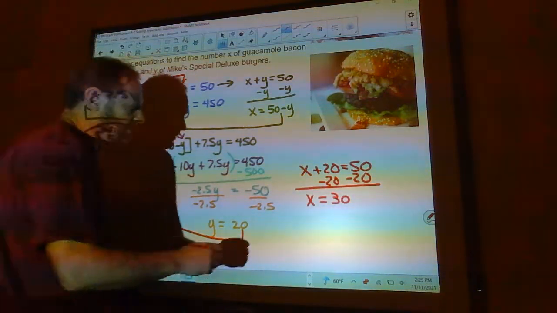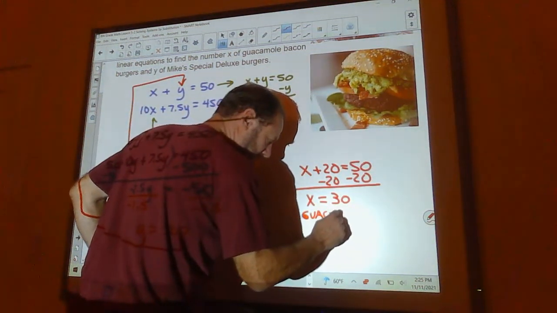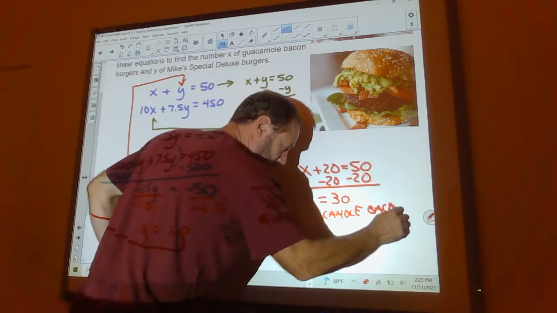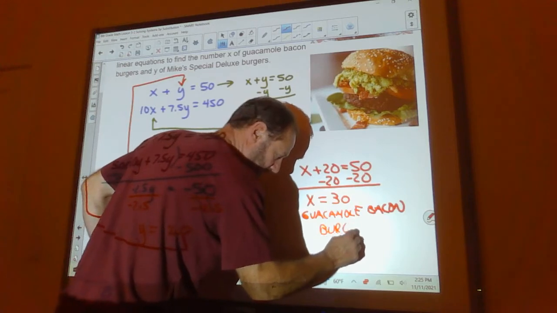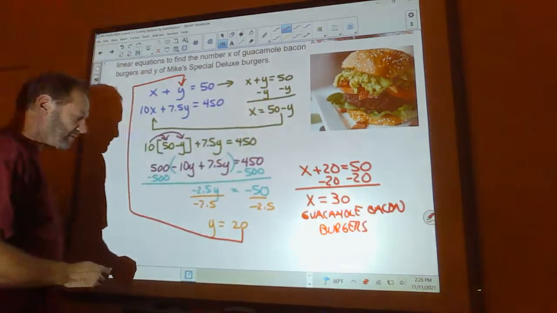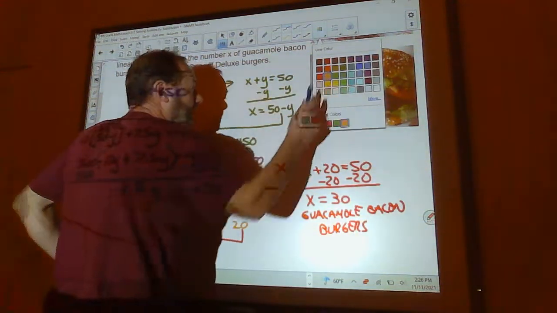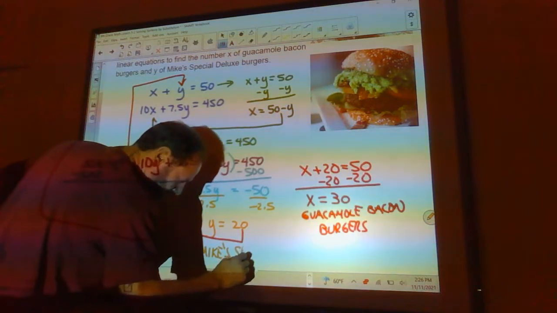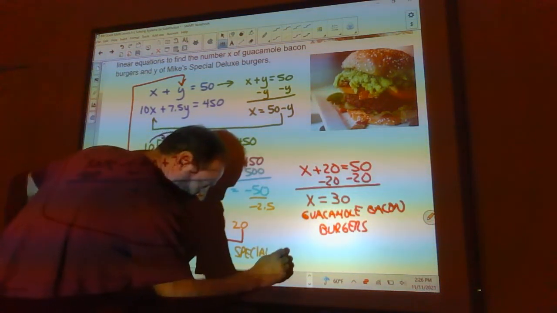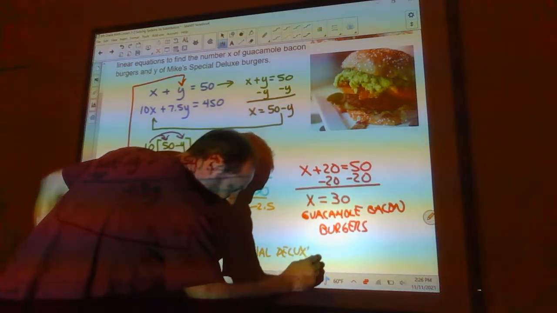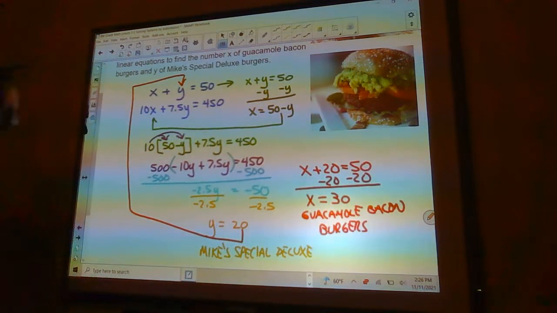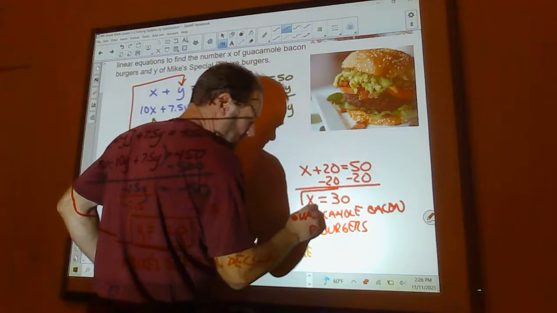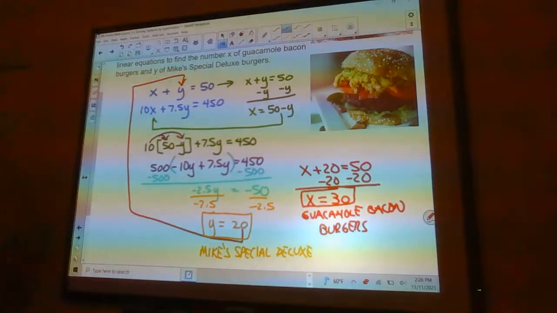Okay? So these are the guacamole bacon burgers, which are delicious, by the way. And these are the Mike's Special Deluxe, which happens to be one of my favorite hamburgers. So there we go. We have 20 of these, 30 of these. And we're done with that problem.